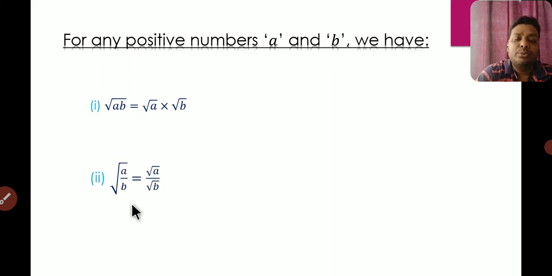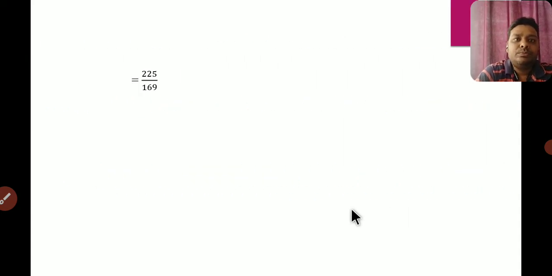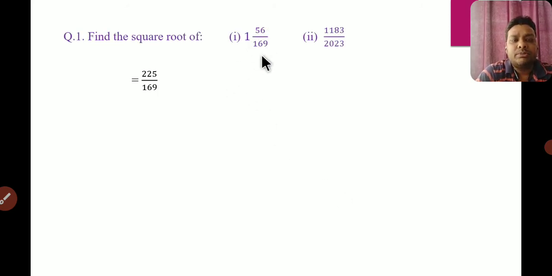Second, if two numbers a and b are in division, then also you can write it separately as numerator and denominator, root under a by root under b, and it will reverse also. If the question is in this form, you can write it in this form also. If your question is in this form, you can also write it in this form. According to the question, whichever is easier, we will do. Now, in question number 1, find the square root of 156 by 169 and second 1183 by 2023.